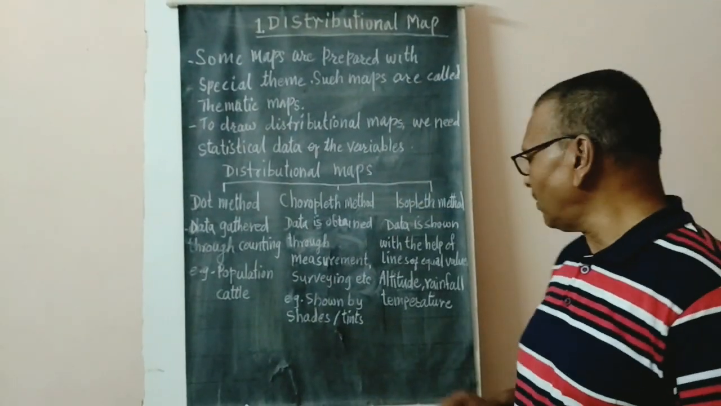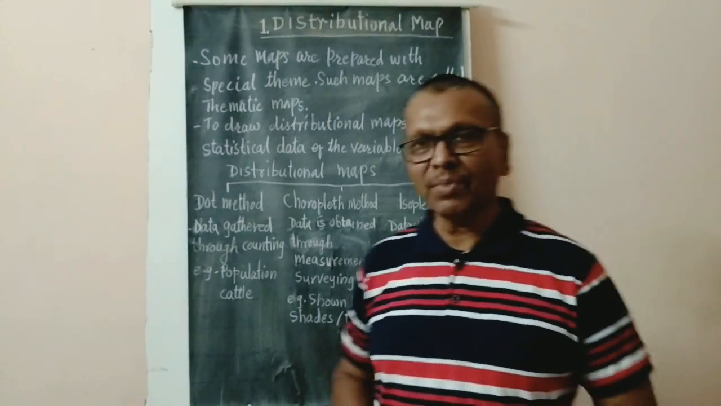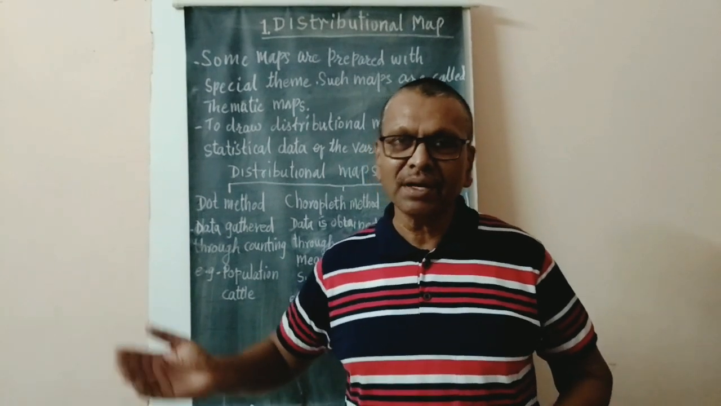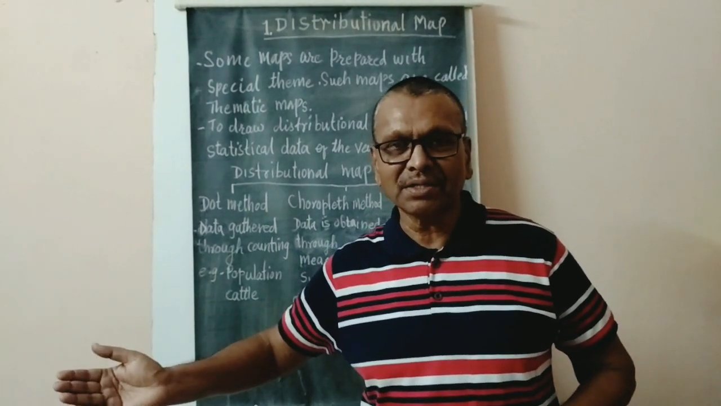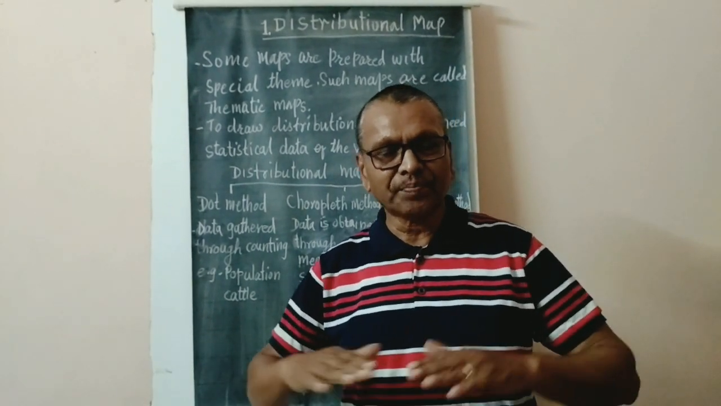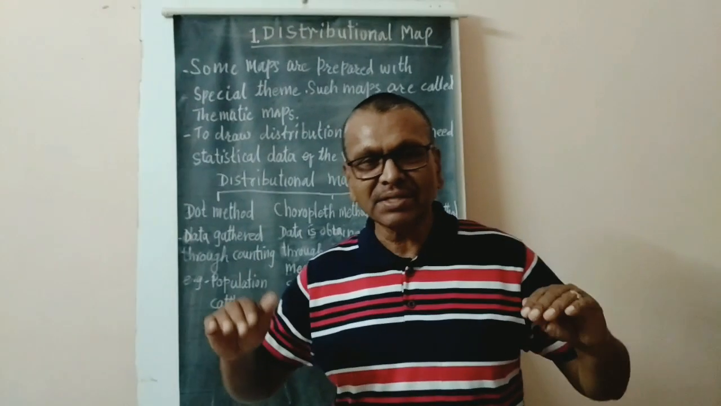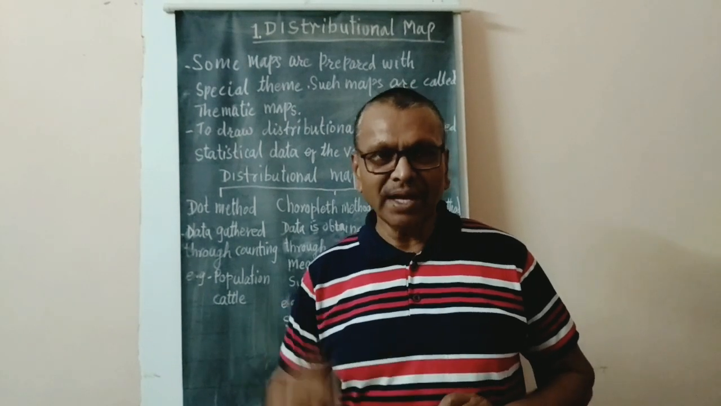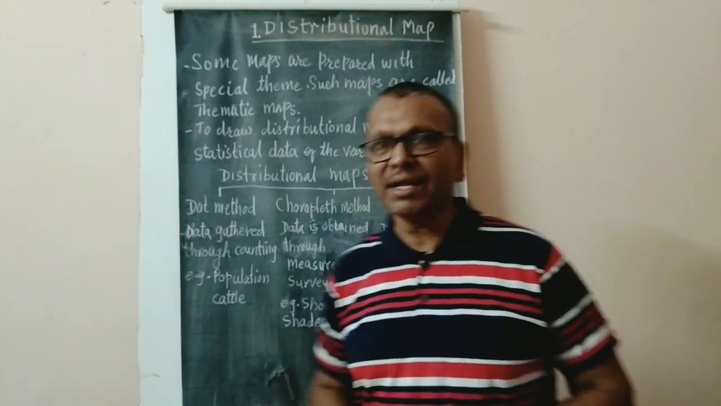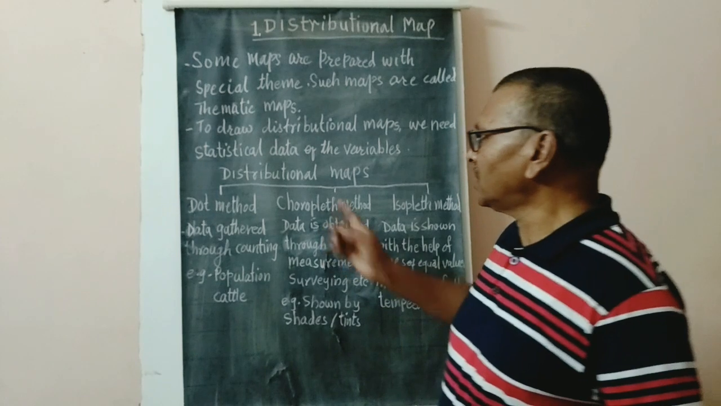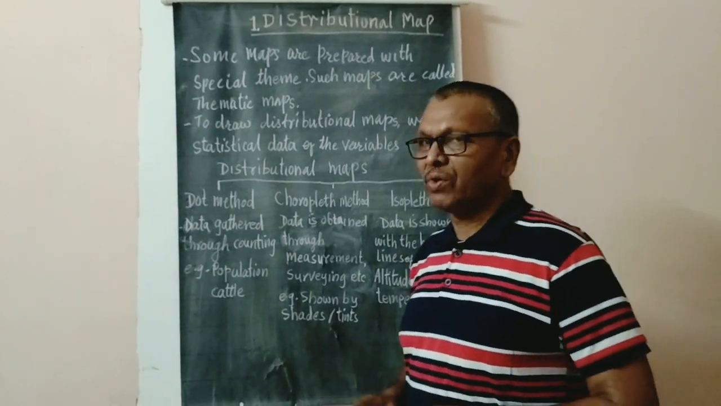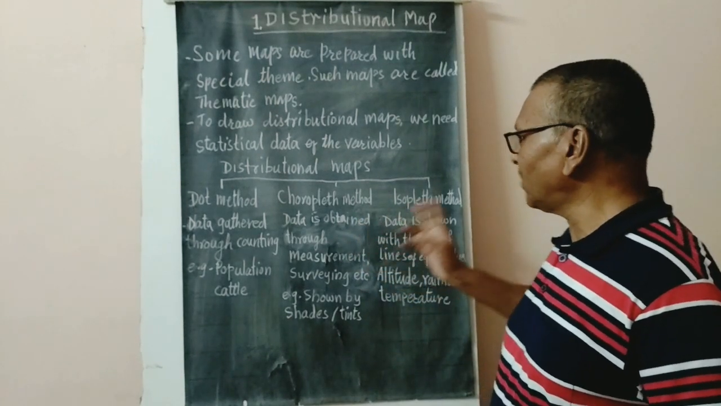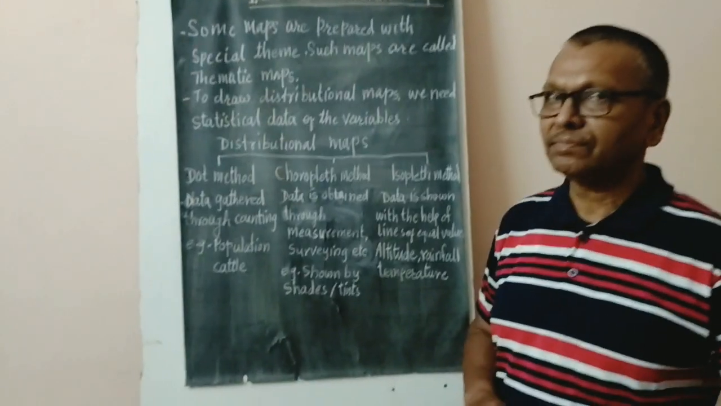Then the third variable is temperature. Rajasthan's temperature is different, Nagpur's temperature is different, and Mumbai's temperature is different. In this way, the temperature variables are different, which we have to show on the map. So let us study in more detail about the distributional map. First, we are going to study the dot method, then the Choropleth method and the Isopleth method.